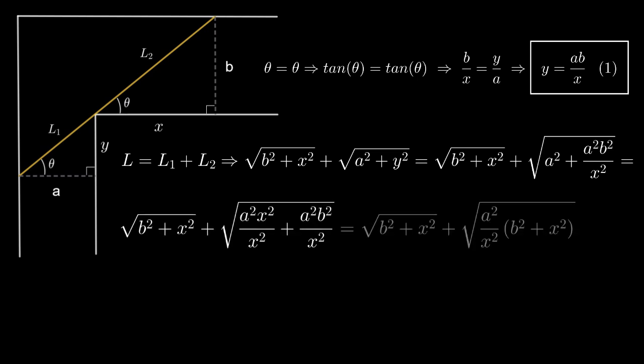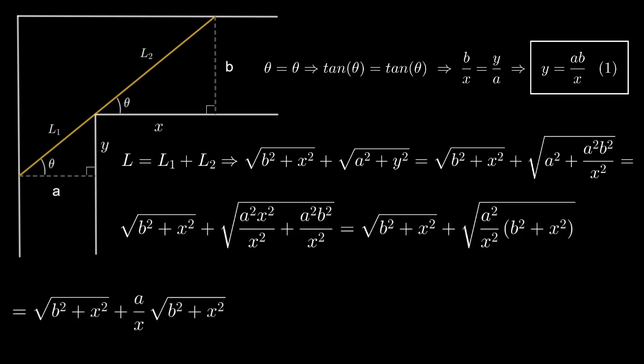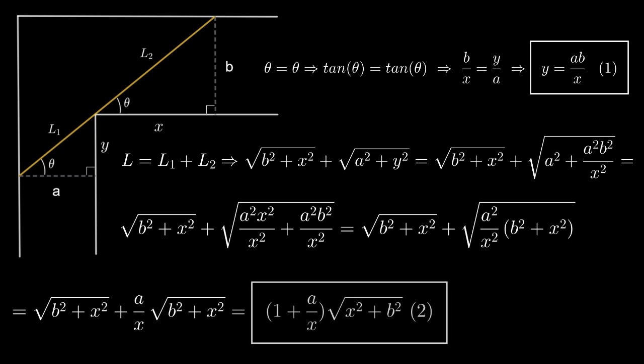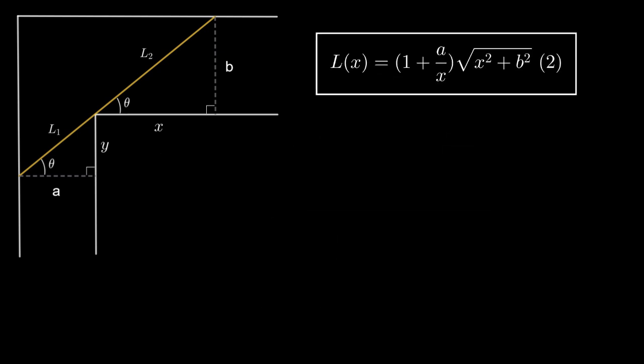So after a few algebraic operations, we simplify this equation to 1 plus a over x times square root of x squared plus b squared. So now we have a function of the ladder's length in terms of this distance here, x. So how do we maximize this function? You guessed it, my friends. Take the derivative of this function and we equate it to 0, as we always do in problems like these.